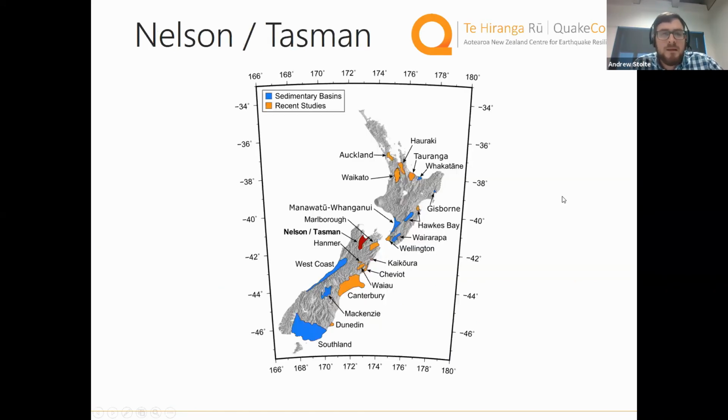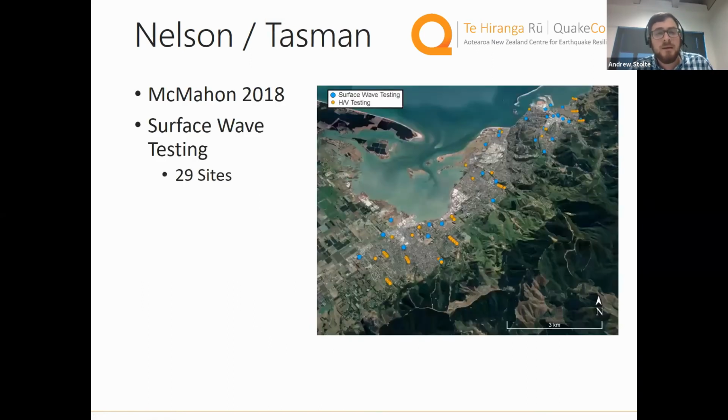All right. Now I'm going to start hopping into other studies that are not quite as extensive, but that are worth sharing with you all. The first I'd like to highlight is in the Nelson Tasman region. This was part of Rebecca McMahon's master's thesis.